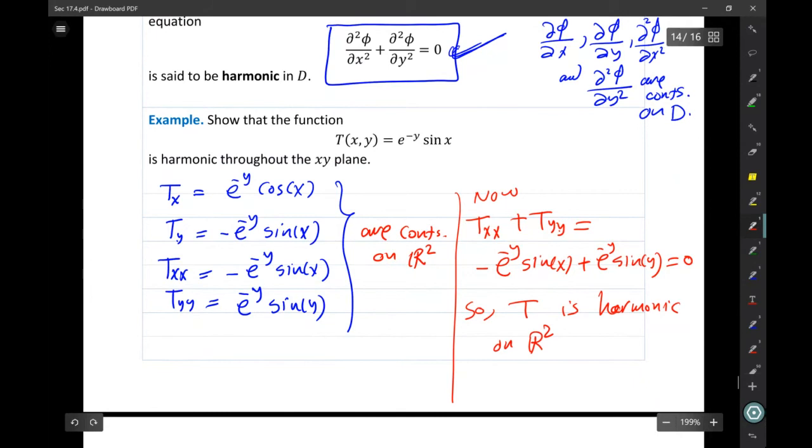on R square. Doctor, isn't it sine x, not y? Sorry? Yes, here it is x, thanks. Here the same. Thank you. So it is a harmonic function, satisfying the two conditions.